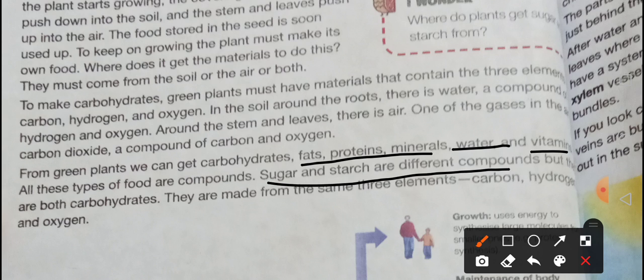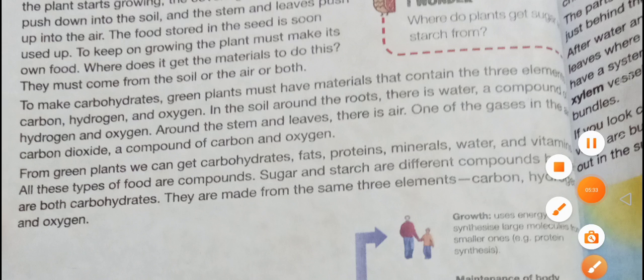Sugar and starch are different compounds, but both of them are carbohydrates. They are made from the same three elements: carbon, hydrogen and oxygen. And I have told you that carbon comes from carbon dioxide, from the air, and hydrogen and oxygen the plant gets from water. Water is made of hydrogen and oxygen.